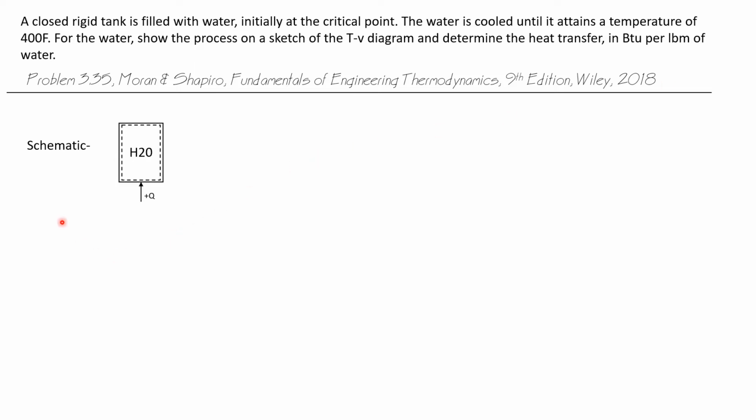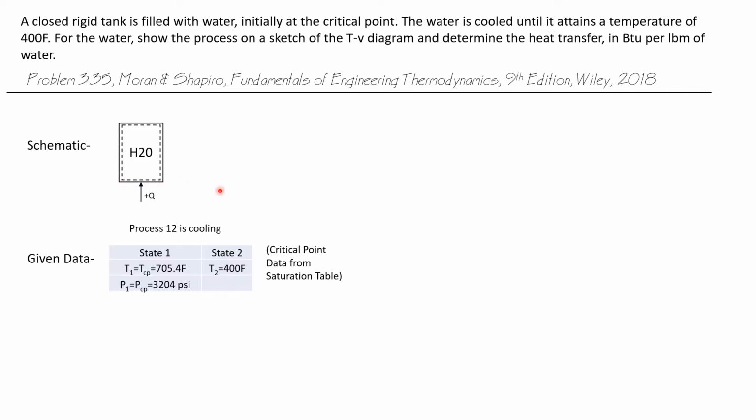So let's lay out our storyboard. Got a schematic. I've drawn a rigid tank showing positive heat transfer going into the tank. The tank's filled with water, and I'm drawing my system boundary around all of the water molecules. So the water is our system. We know that process 1-2 is a cooling process, and we're given some data. At state 1, we know the temperature and pressure are the temperature and pressure of the critical point. And we know state 2 is 400 degrees Fahrenheit.